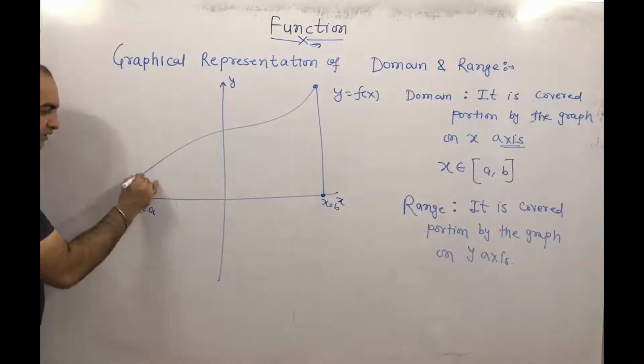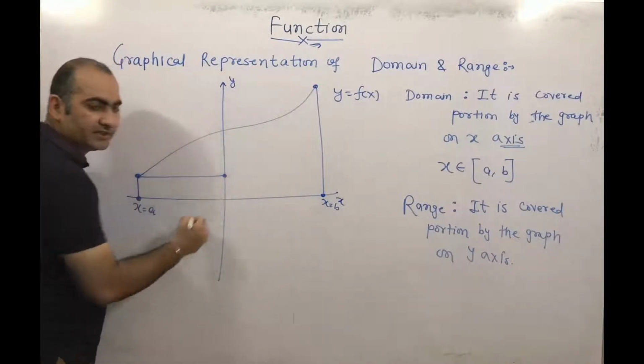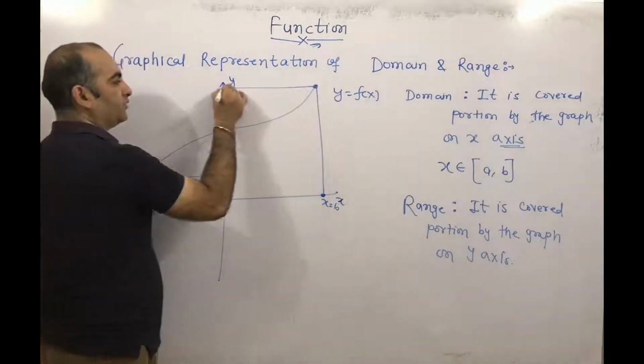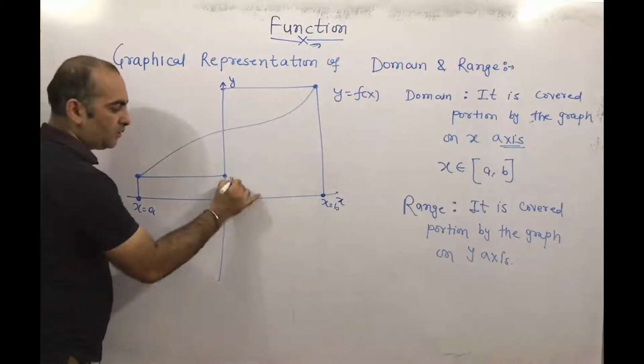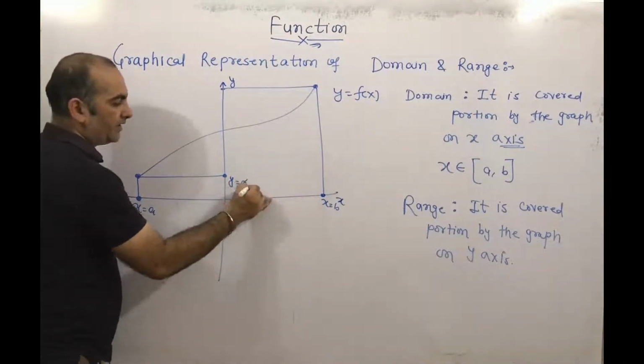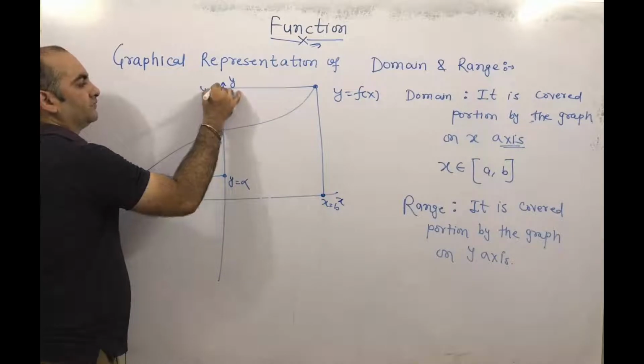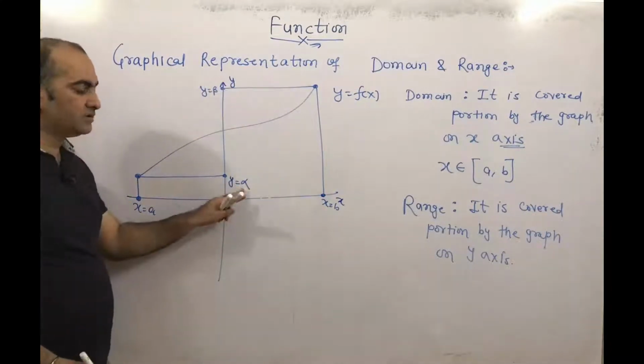So this is the y-axis. With respect to this point, we are getting this point on the y-axis, and with respect to this point, we are getting this point on the y-axis. Suppose this point is y equal to alpha, and this is y equal to beta. So alpha is less than beta.